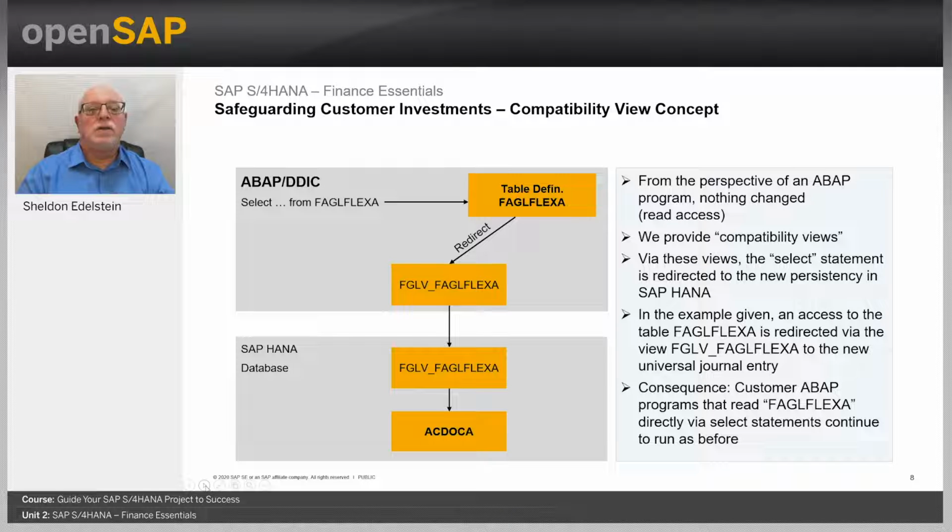In this example, a select statement attempts to read records from the classic GL line item table, FAGL_FLEXA, but is redirected to use the view FGLV_FAGL_FLEXA, which sources that same data from ACDOCA. The same select statement in S4HANA can be successfully executed since the select statement is redirected using a compatibility view to a virtualized model that looks just like the original FAGL_FLEXA table. Compatibility views can help protect prior investments. However, it's always recommended to check performance since data is being virtualized instead of residing in physical tables.